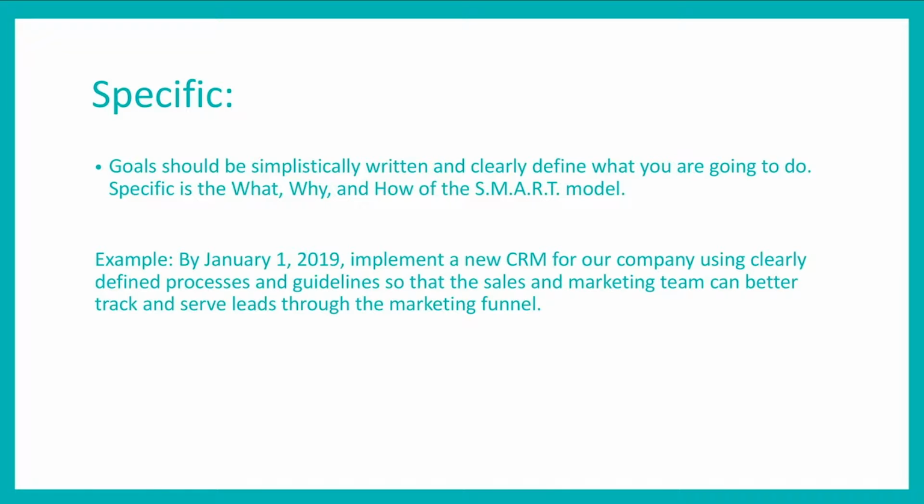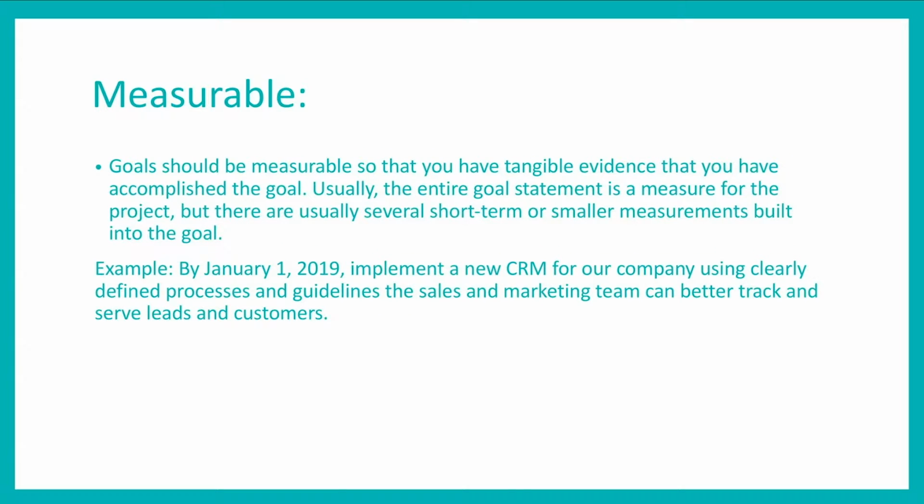So let's look at this example below, and we're going to walk through each of the different elements in this example. So our SMART goal is by January 1st, 2019, we want to implement a new CRM for our company using clearly defined processes and guidelines so that the sales and marketing team can better track and serve leads through the marketing funnel. So as you can see, this goal is very specific. We have what we want to do, we have why it's important, and how we're going to have that achieved for our company.